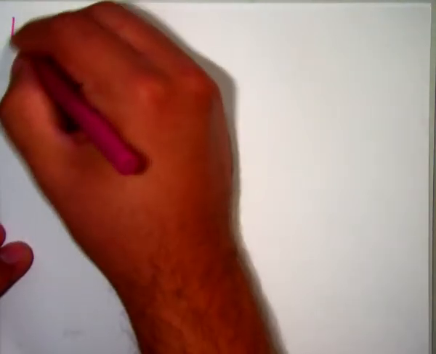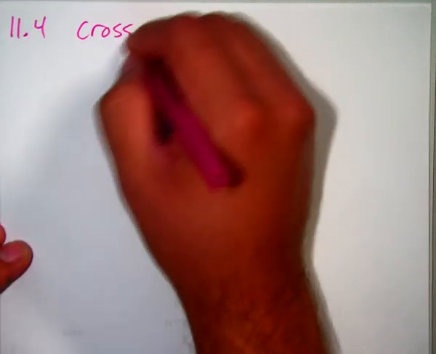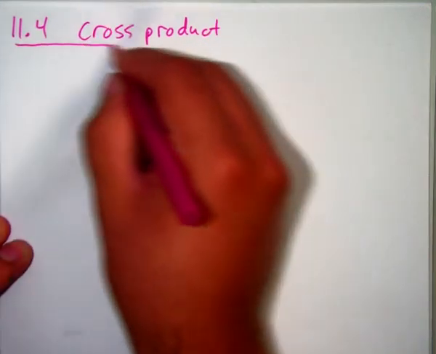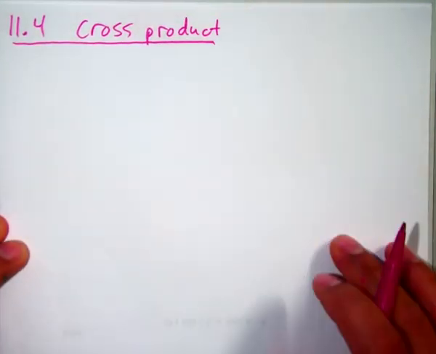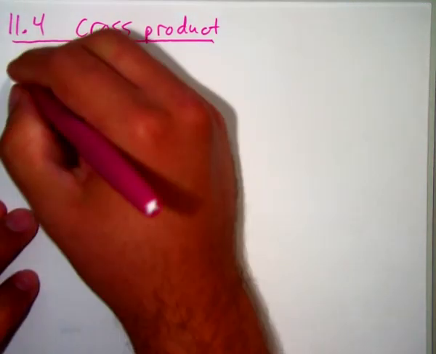That's one way to multiply vectors. The next way to multiply vectors together is with the cross product. Okay, so here's the definition.